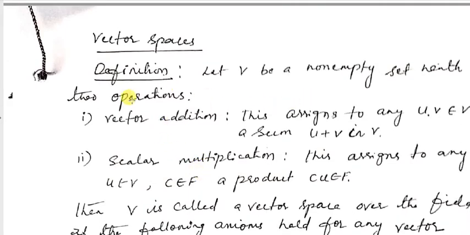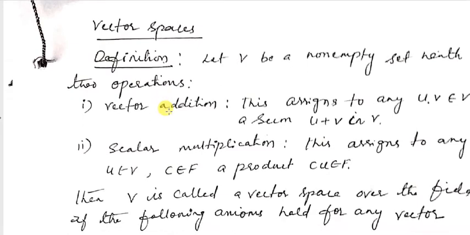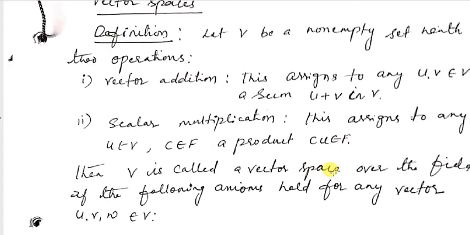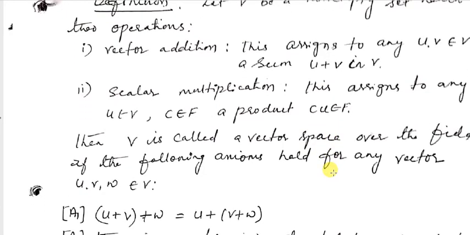Let V be a non-empty set with two operations, vector addition and scalar multiplication. Vector addition: for any two elements u and v in V, the sum u plus v is in V. For any scalar c in F and an element u in V, the product cu is in V. With respect to these operations, V is called a vector space over the field F if the following axioms hold for any vectors u, v, w belonging to V.